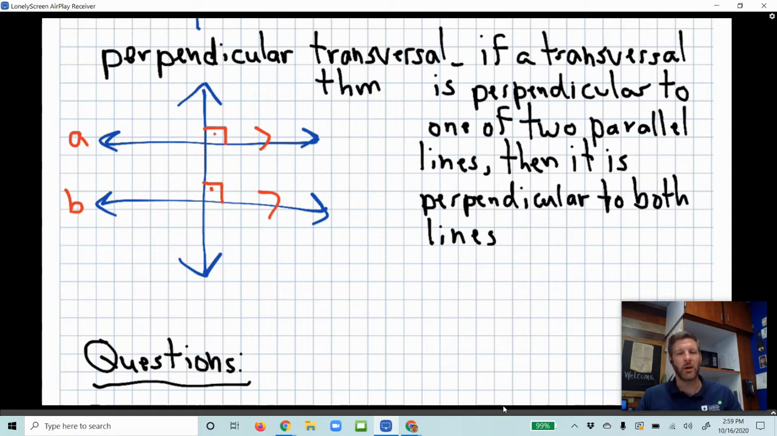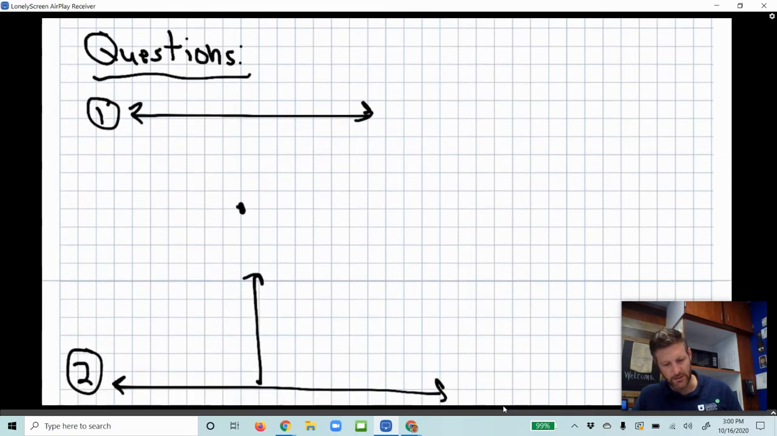So again, I know super exciting stuff, but that's what the transversal theorem says, is that if you know one of the angles is 90 degrees, then you can infer that the other one must also be 90 degrees. Okay? Alrighty, let's take a look at the questions.